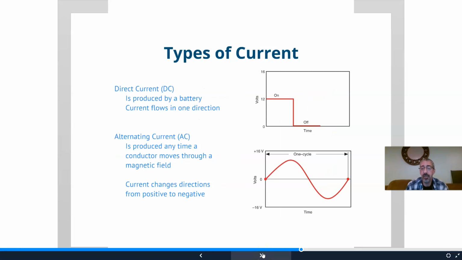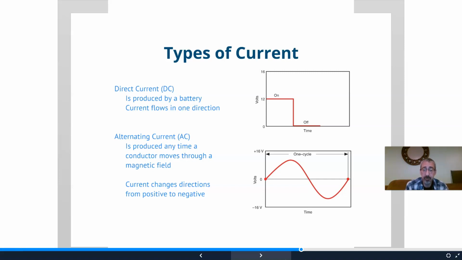So we have two different kinds of current. We have direct current, which is produced by a battery. Current flows in one direction. A battery is never negative 12 volts. It's either voltage or zero. Never the other way. Therefore, everything that's battery related or computer related is direct current, DC.